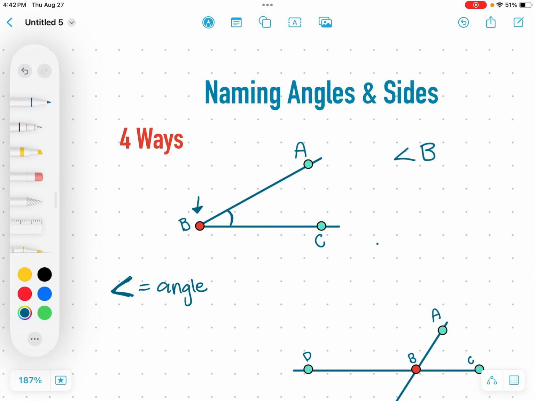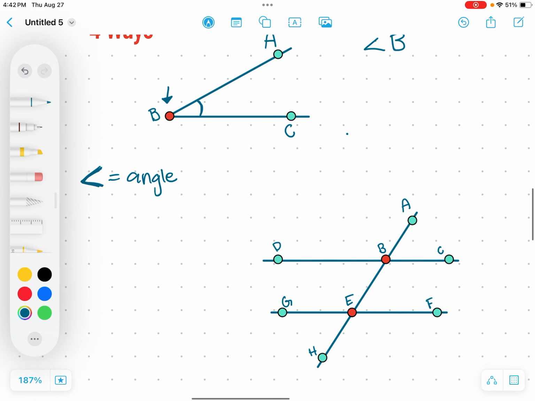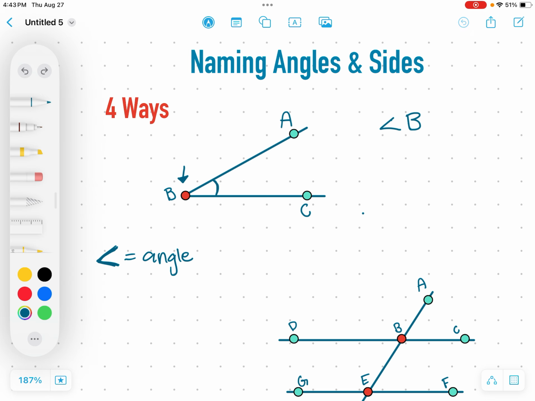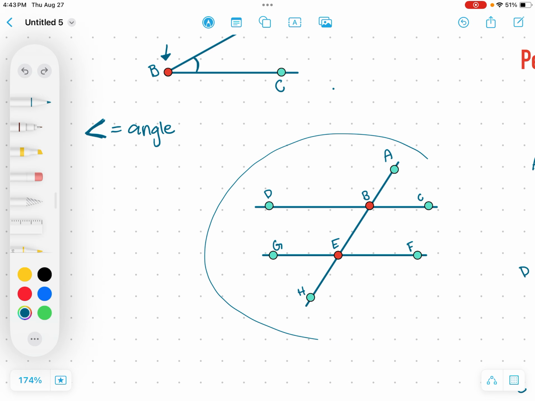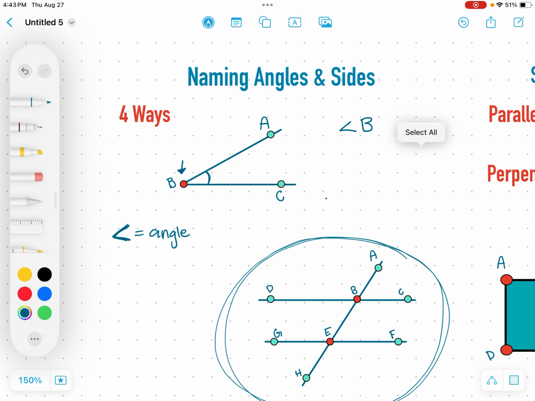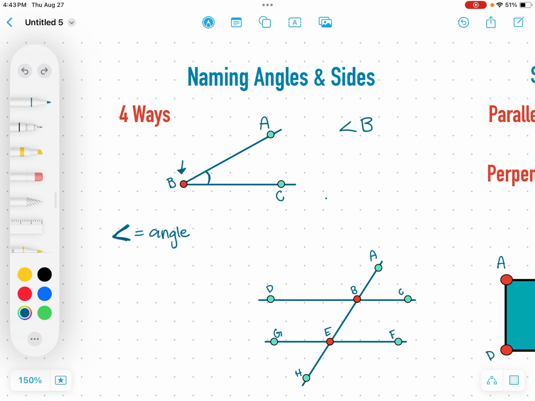This is the short way of calling an angle, and you can only do that when it's just like this. If you just have a singular angle, then you can use the short way. But if you have lots of angles, like in this picture, you have to use the long way. Because if I were to just say angle B, are you talking about this angle, or this angle, or this angle, or this angle? We're not sure. So you have to use the long way if you have multiple angles. But if you just have one, then you can just use the short way.